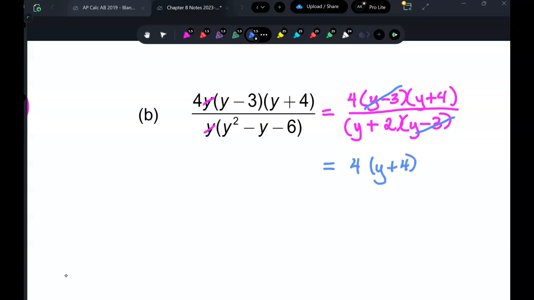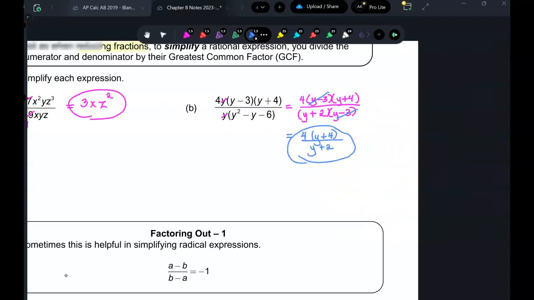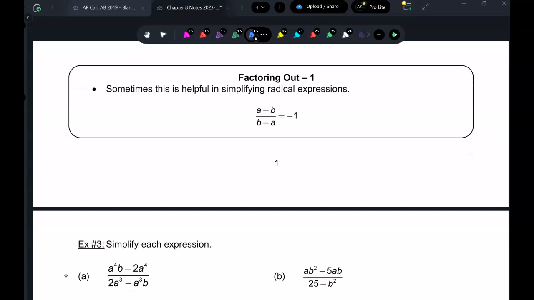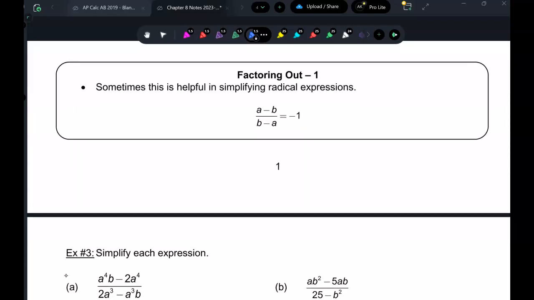Now, I don't have to multiply out when I'm done, okay? If you did, it's fine. If you wanted to make it 4y plus 16 in the top, I'm just going to tell you it's not necessary, so you can leave the answer. We're just going to have a quiz on this next Friday.